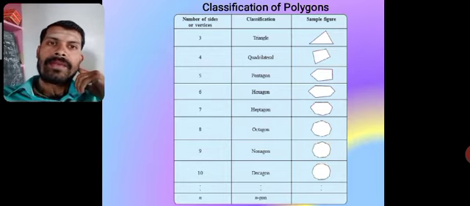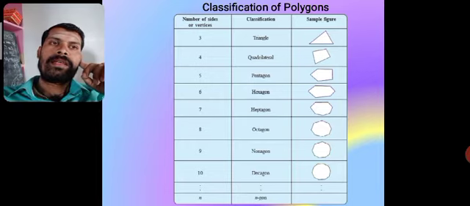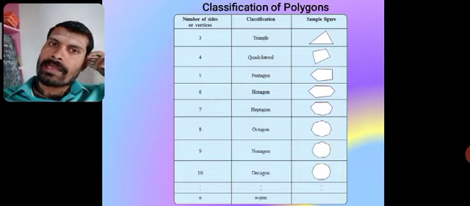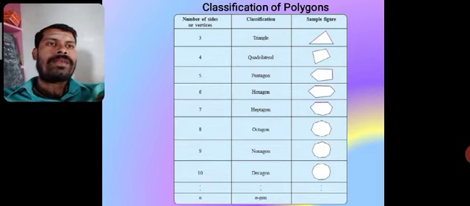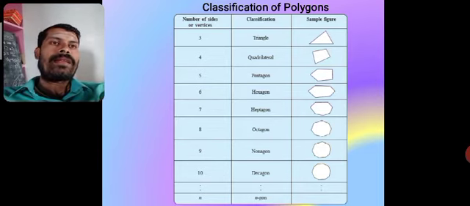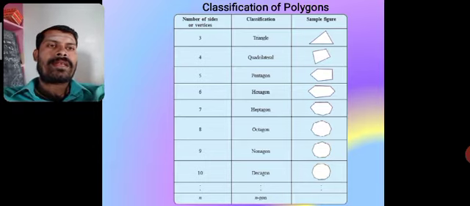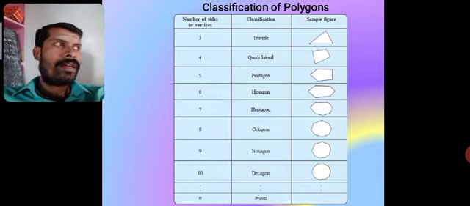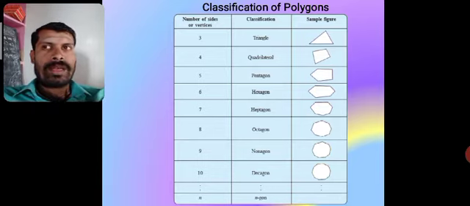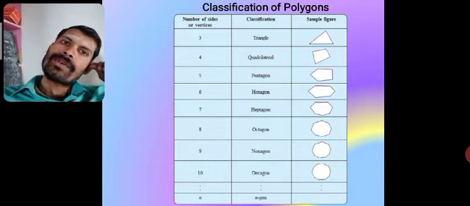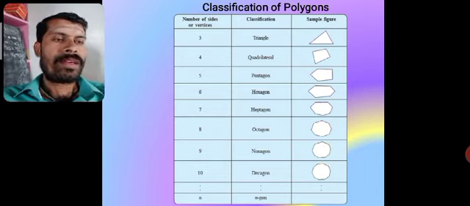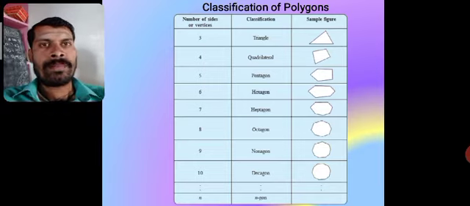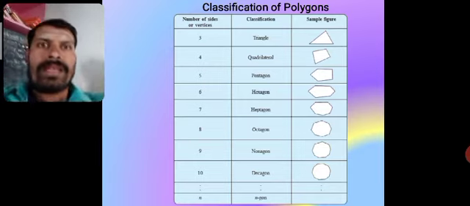In this way we name the polygons using Greek words. They are all Greek words: tri, quadra, penta, hexa, hepta, octa, nona, deca, dodeca, icosa. On the basis of the sides they contain, we name the polygons. Polygons are named on the basis of the sides they contain.